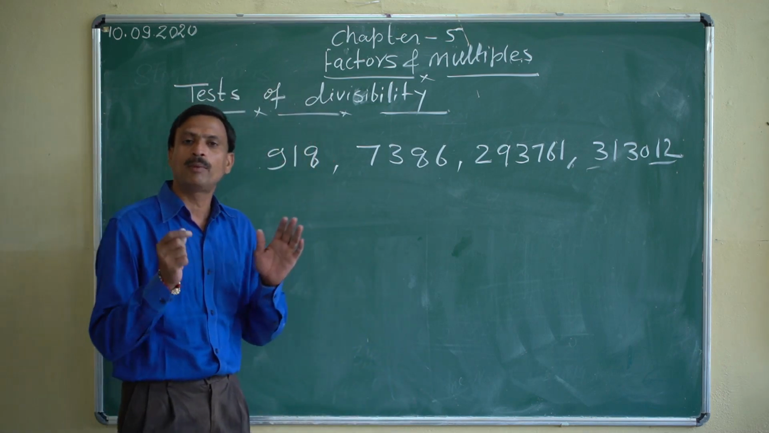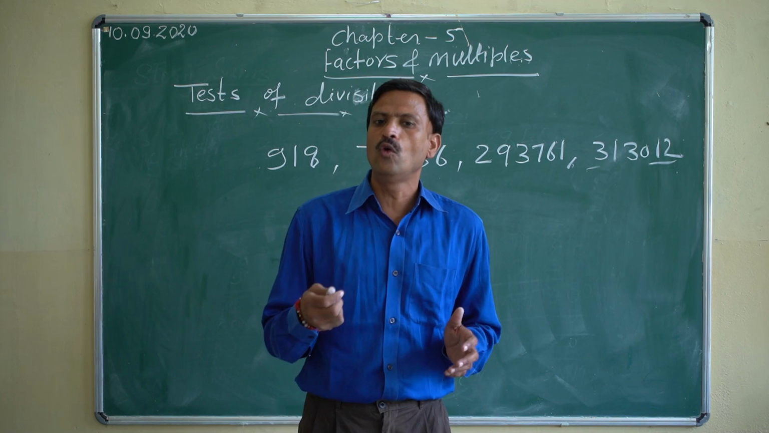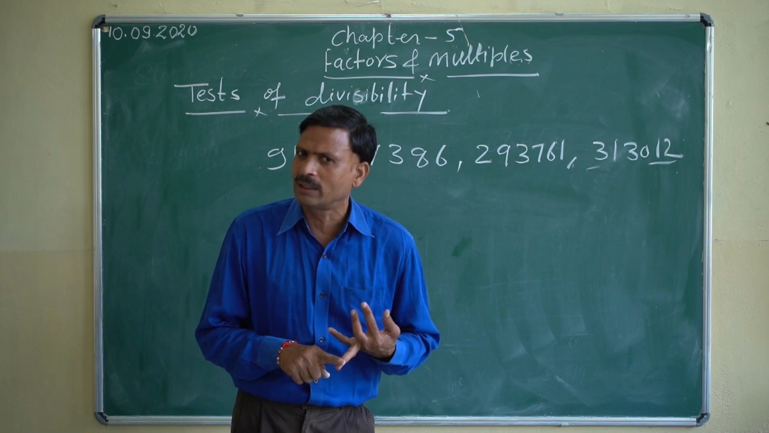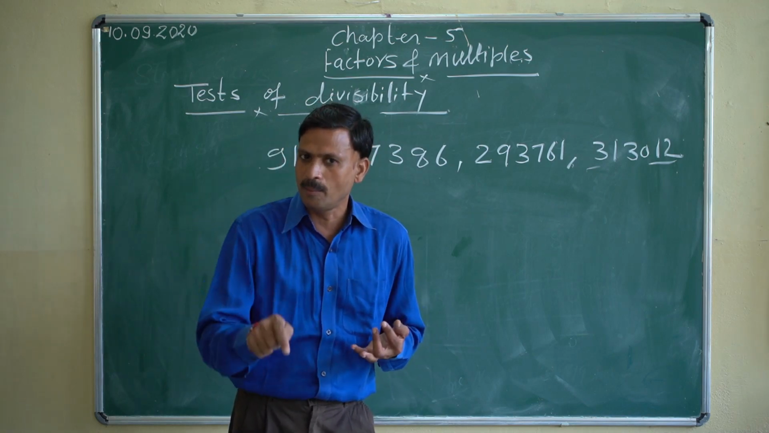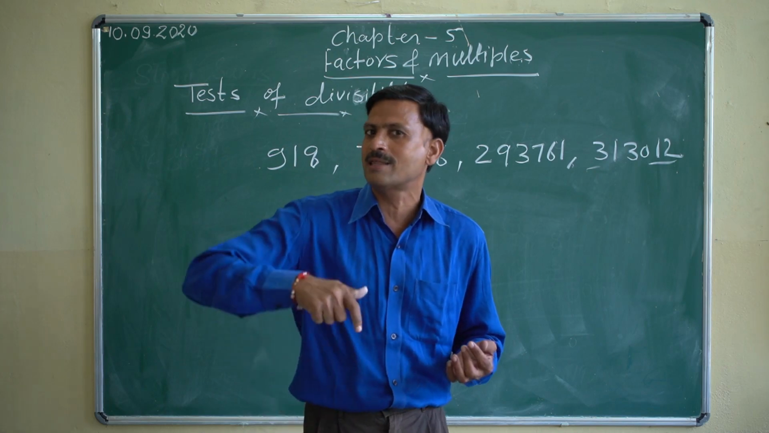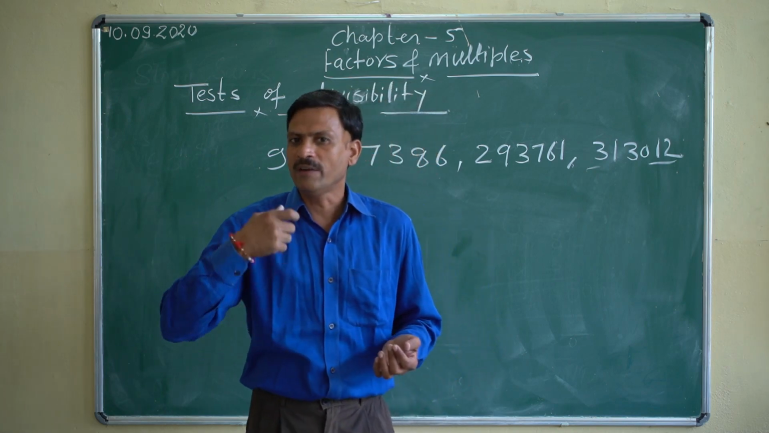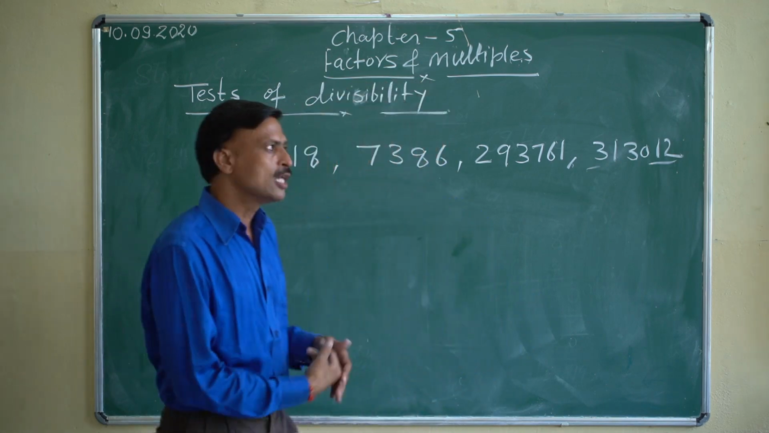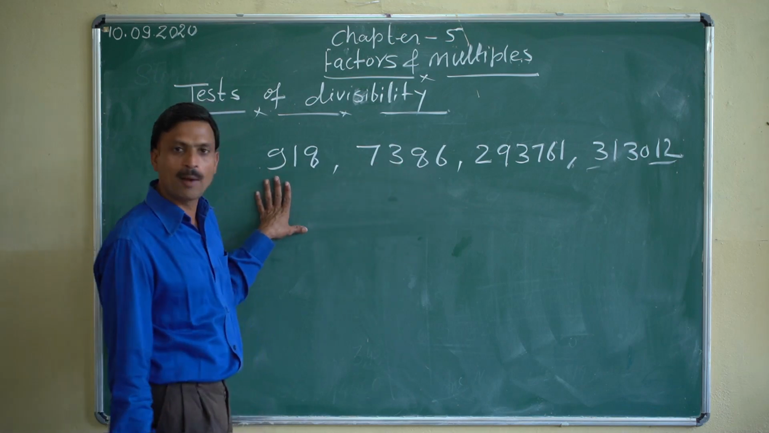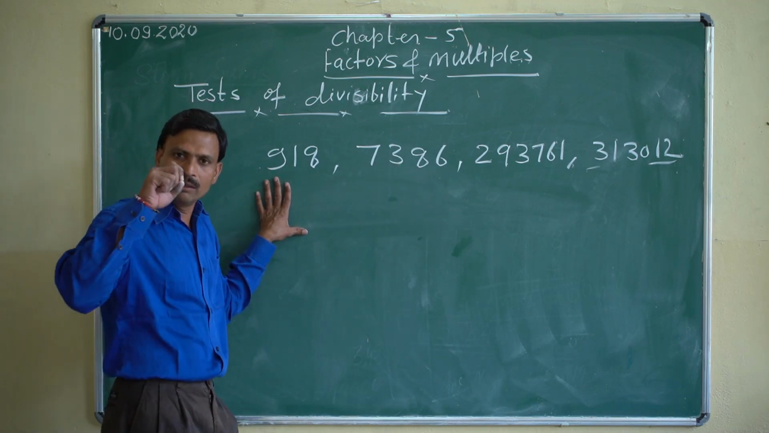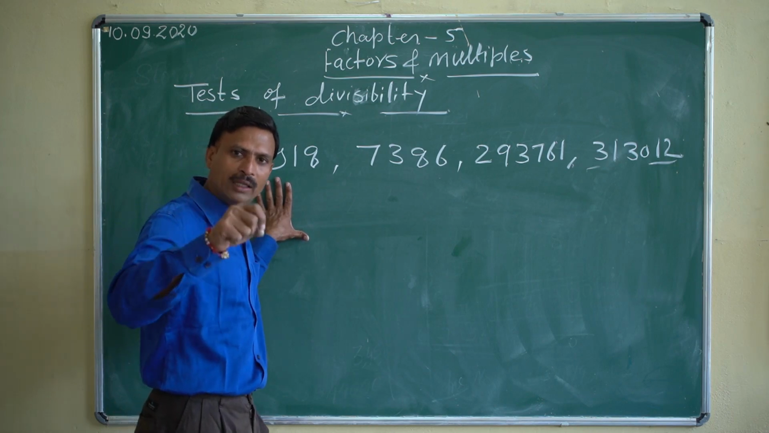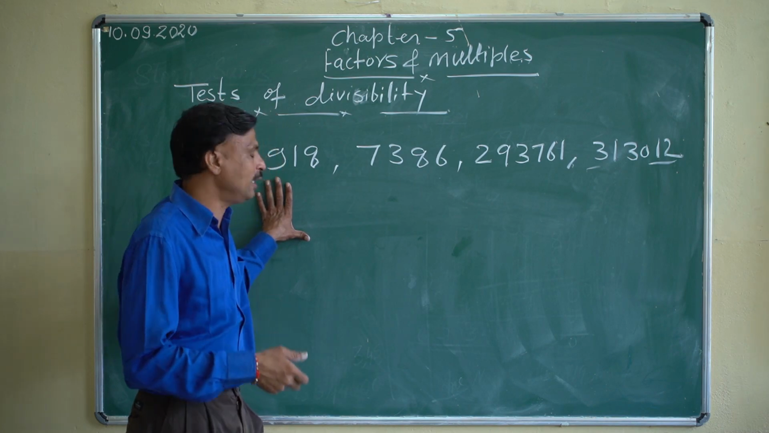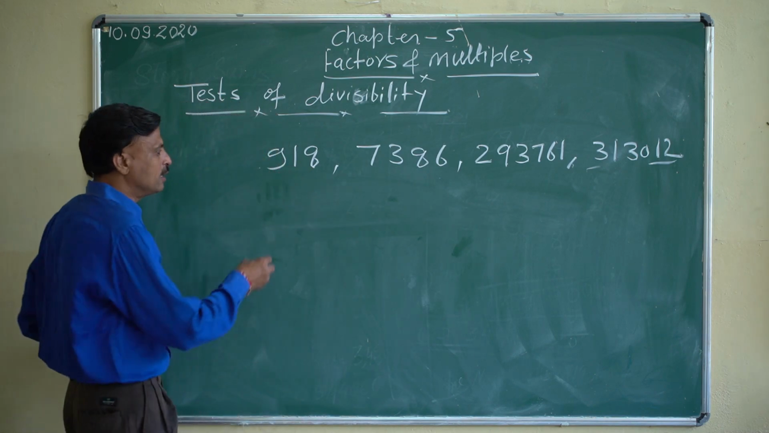First, the divisibility rule for 3: any number is divisible by 3 if the sum of the digits of the number is a multiple of 3, or if the sum of the digits is divisible by 3. Here the numbers are given. First I am taking 918. We want to know without dividing whether it is divisible by 3, so we'll add the digits of the number.